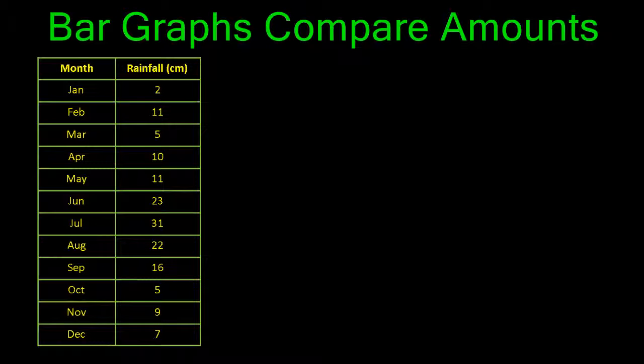This is why we're using a bar graph, because we don't have two numbers. If we had two numbers, then we'd be using a line graph.